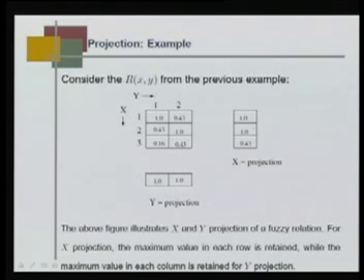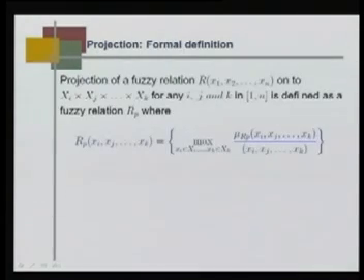So, the above figure illustrates x and y projection of fuzzy relation. For x projection, the maximum value in each row is retained, while the maximum value in each column is retained for y projection. Okay. So, this is our formal definition of a fuzzy relation.